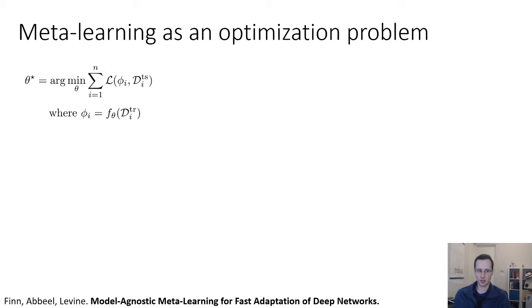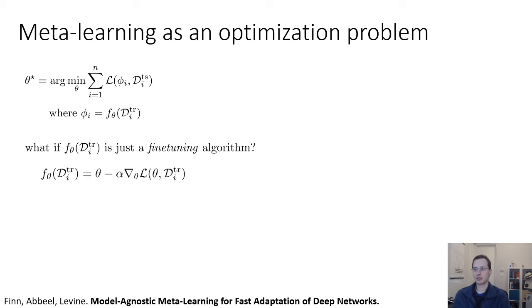This is the abstract view of meta-learning that we had in part 1. What if f theta of d train is just a fine-tuning algorithm? Before, f theta of d train was something like an RNN that reads in the training set. What if we make f theta of d train be something like a gradient step of gradient descent? So f theta of d train is theta, which is the parameters of a neural net, minus some learning rate alpha times grad theta L applied to d train. And it could be multiple gradient steps in general. As long as it's a fixed number of gradient steps, that is a function that you can unroll and evaluate, and it's just a well-defined function. Just like an RNN is a well-defined function, gradient descent is a well-defined function.